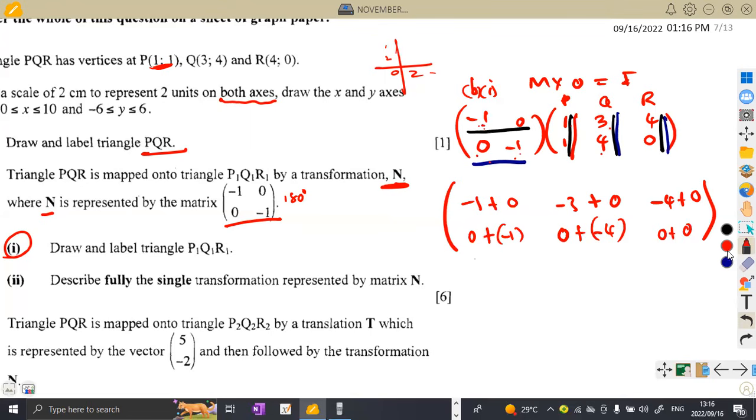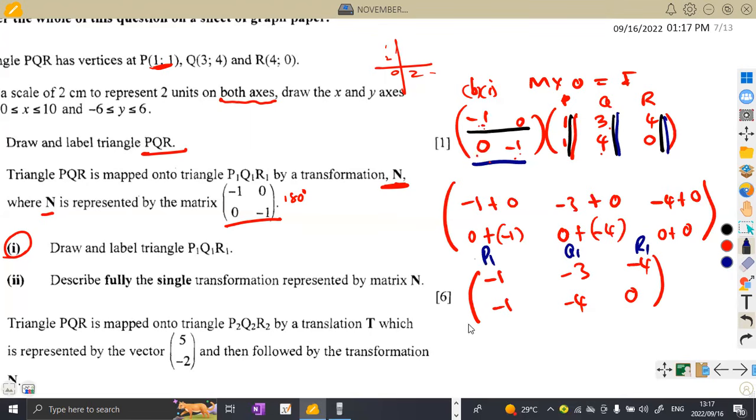So you add this. Okay, so if we add, what are you going to get? -1 plus 1, that's -1. -3, -4, -1, -4, 0 there. So these are the points that you're having: P1, Q1, R1.